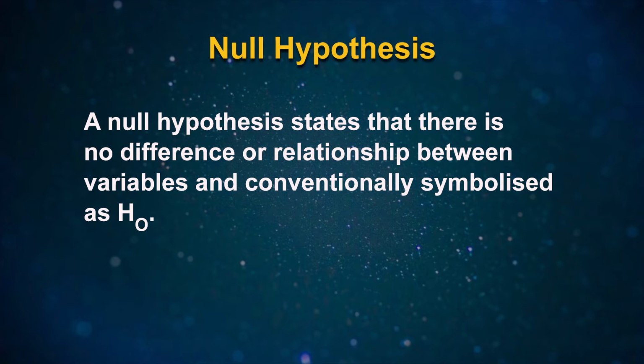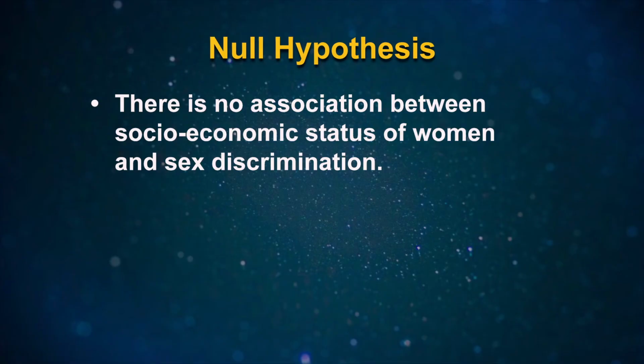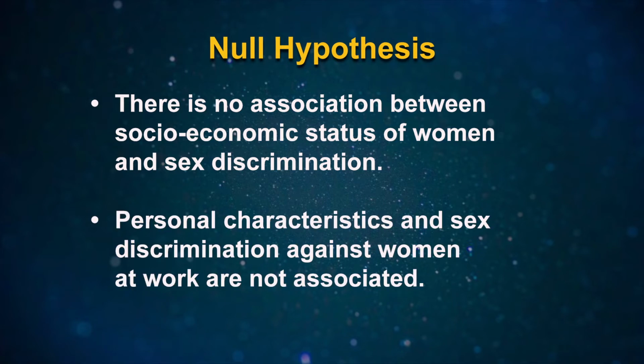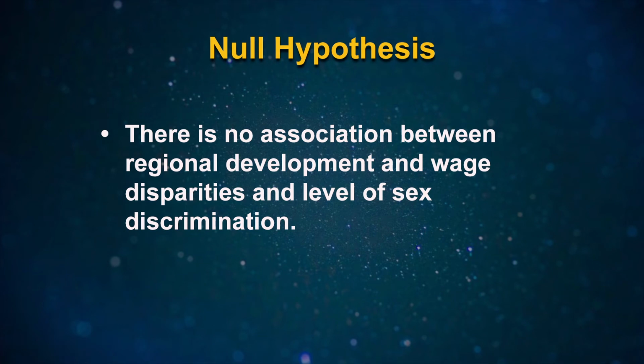In other words, a null hypothesis states that there is no difference or relationship between variables and is conventionally symbolized as H0. Following are the examples of null hypothesis. There is no association between socioeconomic status of women and sex discrimination. Personal characteristics and sex discrimination against women at work are not associated. There is no association between regional development and wage disparities and level of sex discrimination.